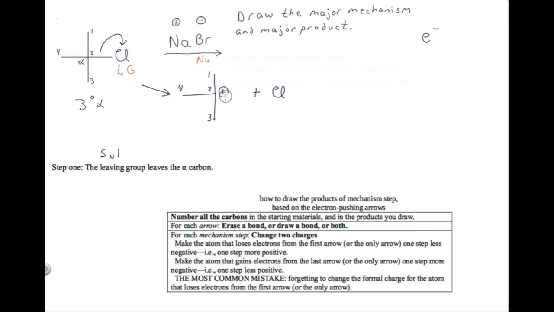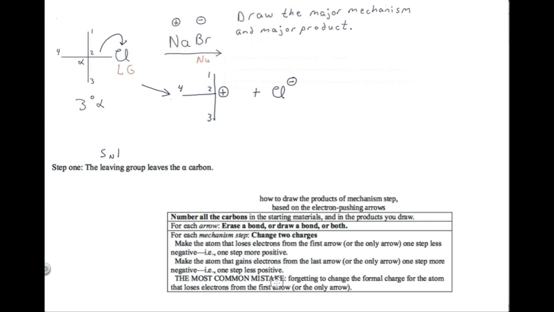That's the most important part of these products to get correct. And we also changed the charge on the chlorine. The chlorine started neutral and is gaining electrons, so the chlorine should end up with a negative formal charge. This is really crucial. We always change two charges for every mechanism step.